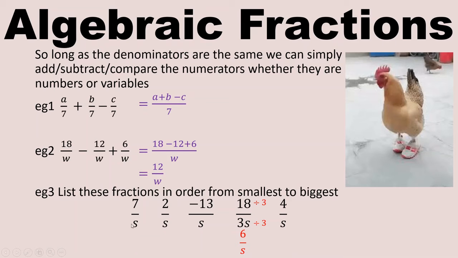Now I've got 5 fractions. They are algebraic fractions, but they all have a common denominator of S. So we can go ahead and put them in order from smallest to biggest. That would start with, obviously, the negative one, negative 13 over S, then 2 over S, then 4 over S, then 6 over S, which was this 18 over 3S, and 7 over S. Simple. Let's go on to a slightly more challenging set of examples.